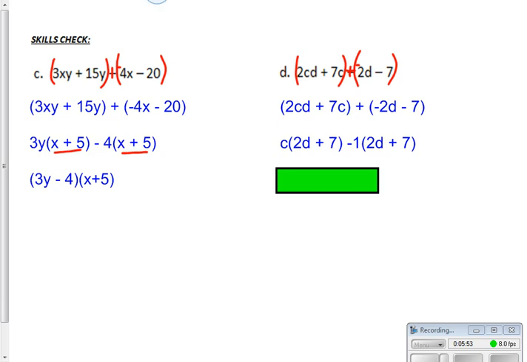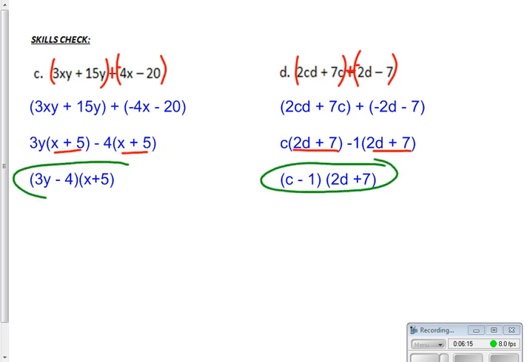When we check it out, you're able to factor out a C of the first group, leaving you with 2d plus 7. And in the second group, we'd have to factor out a negative 1 to give us that common identical factor there. So we have C minus 1 and 2d plus 7. These would both be our answers for C and D here.